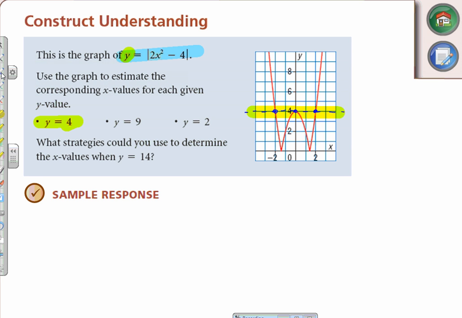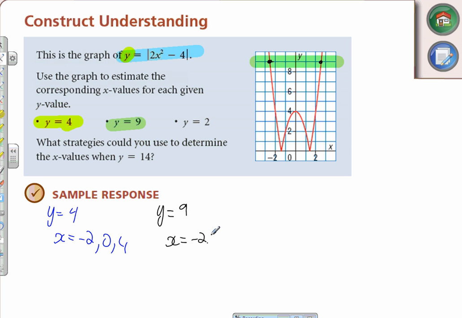Okay, so then when y equals 4, x is equal to negative 2, 0, and 4. Okay, then if we look at a y of 9, let's erase that one. If we look at a y of 9, well, at 9, it's up over here. You've got 2 intersection points at this point. So when y equals 9, you have, looks like about negative 2.5 and 2.5. So x equals negative 2.5 and 2.5.